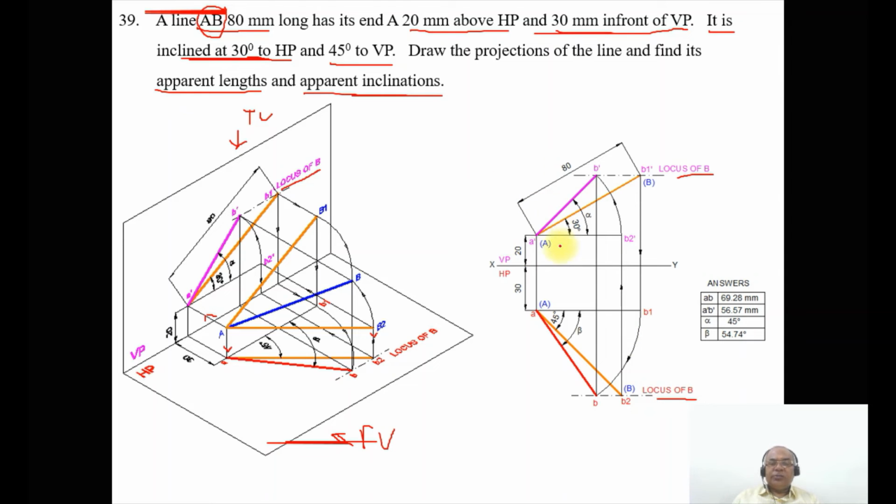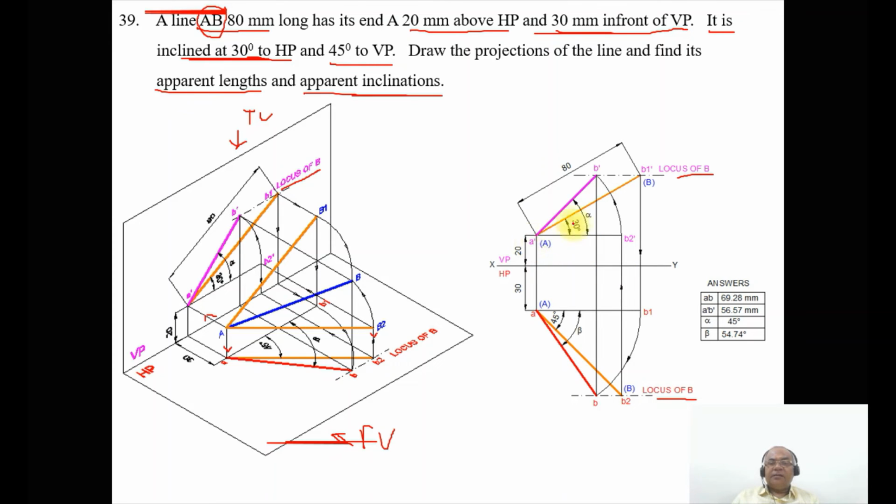By using the compass, you measure a distance of 80 mm with A dash as center, and cut an arc on this 30 degree line. Similarly, with a as center, taking the radius of 80 mm, cut an arc on that 45 degree line, and you mark this point as B1 dash and this point as B2. Then draw a dashed line both in the top view as well as in the front view, and mark this as the locus of B in the front view, and this as the locus of B in the top view, and join a and B2 a little bit thicker than the XY line.